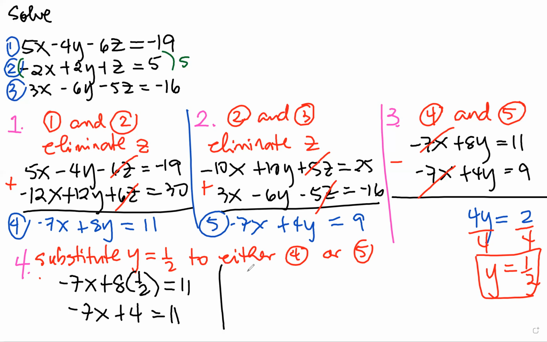If you subtract 4, it's going to be 7. 11 minus 4 is 7. And divide both sides by negative 7, so that x is equal to negative 1.